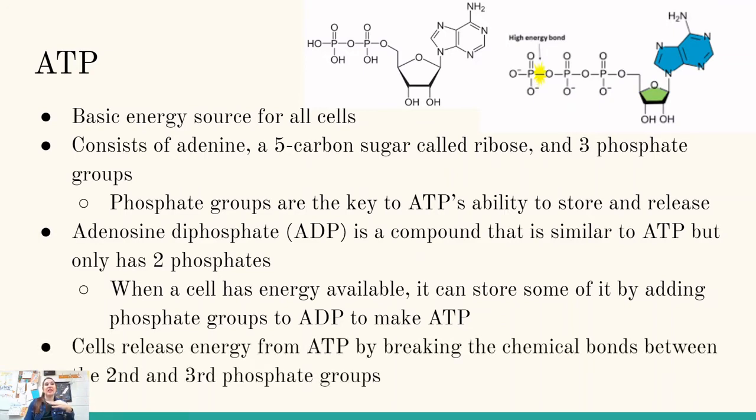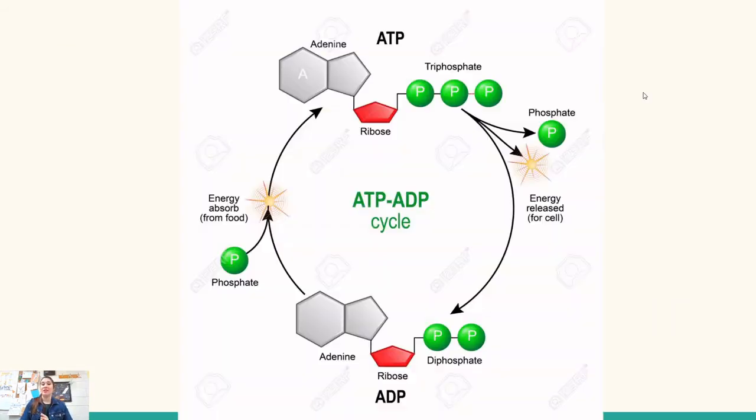So then when your cells need energy a little bit later, they're going to break that bond between those 2 phosphate groups. They're going to release that. And when you break that bond, you release that energy. And now your cell can use that energy for whatever it needs it for, and this molecule is now turned back to ADP. So they can just go back and forth within your cell in a little cycle, kind of like this.